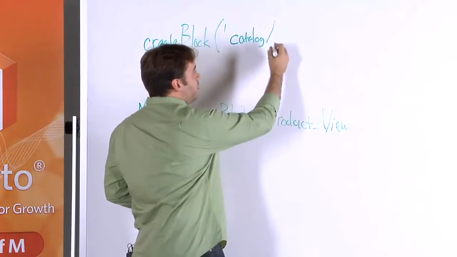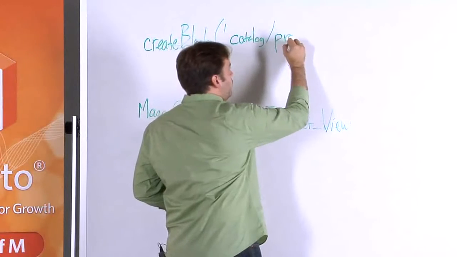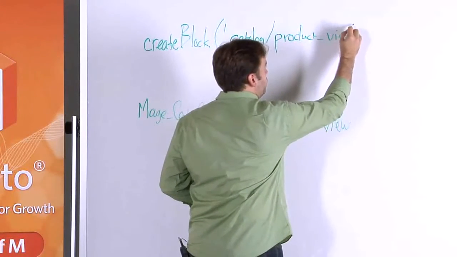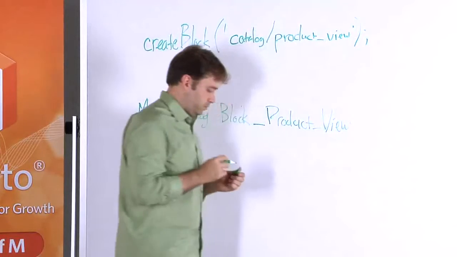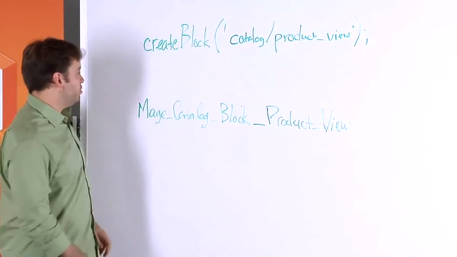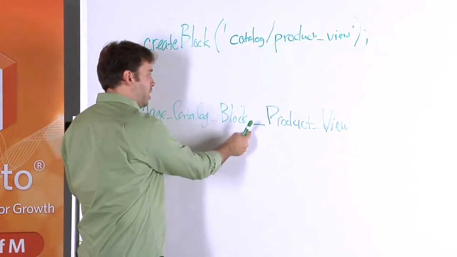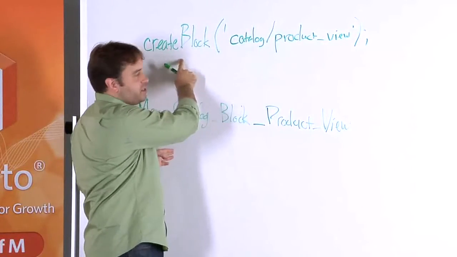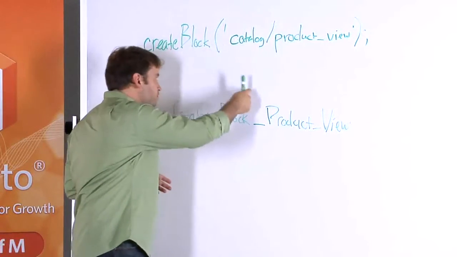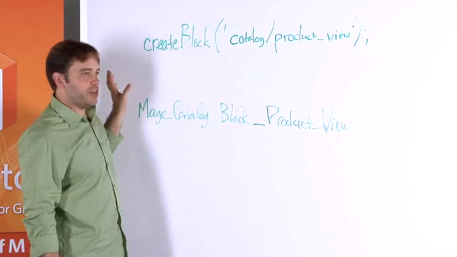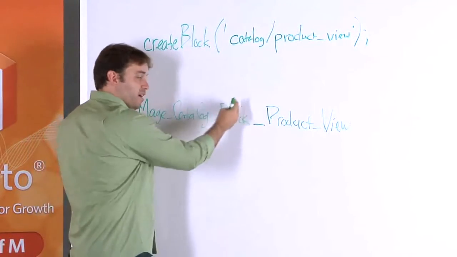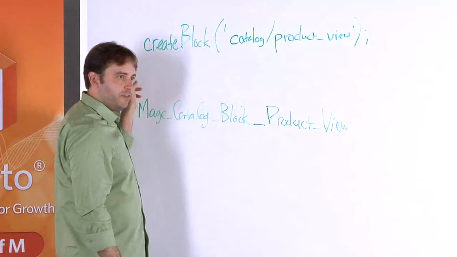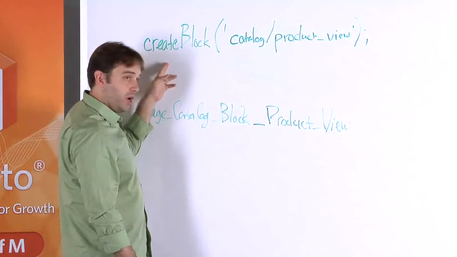So catalog, product, underscore view. All right. Now, what you see in the configuration, Mage catalog block, that is really aliased here. So what the factory method does is it takes this, looks into configuration. If you have your configuration set up correctly, we'll find this, and that's under config global blocks.